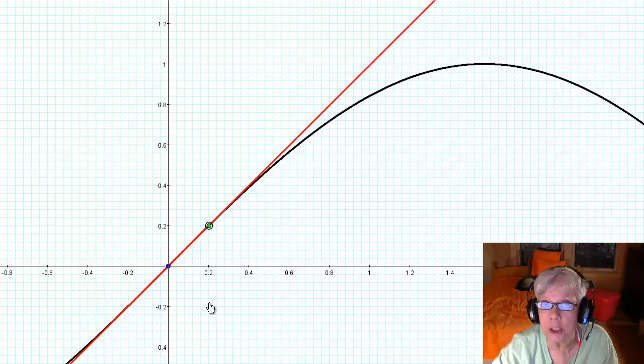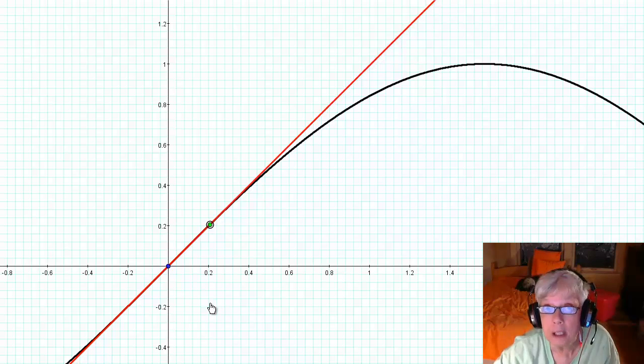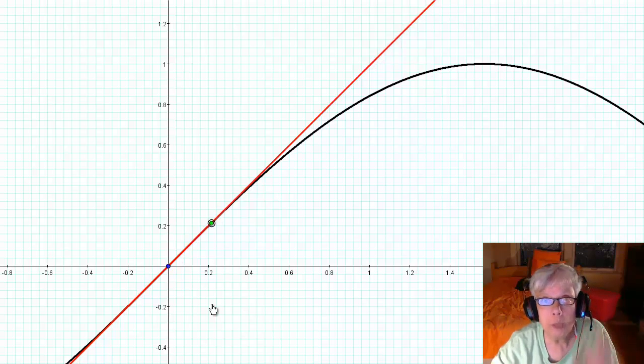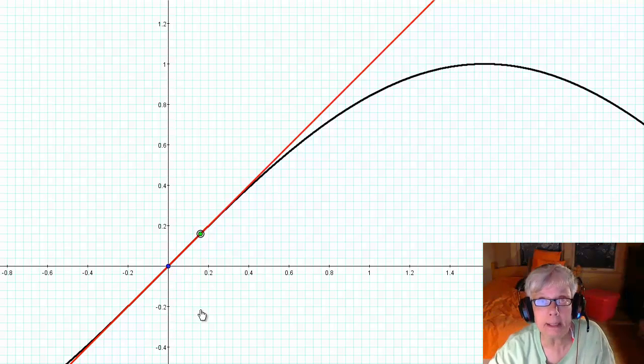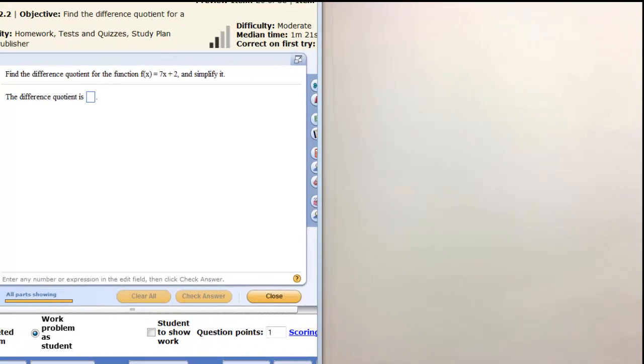And the rate of change is how fast are you moving, how much are you spending? How much gas are you using? Rate of change is all important. So when you see the difference quotient, you're going to maybe understand a little better exactly what it is we're doing. Okay, so here we are. We're going to work a couple of difference quotient problems.